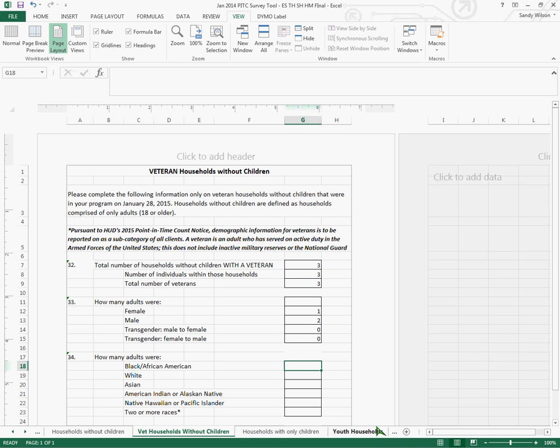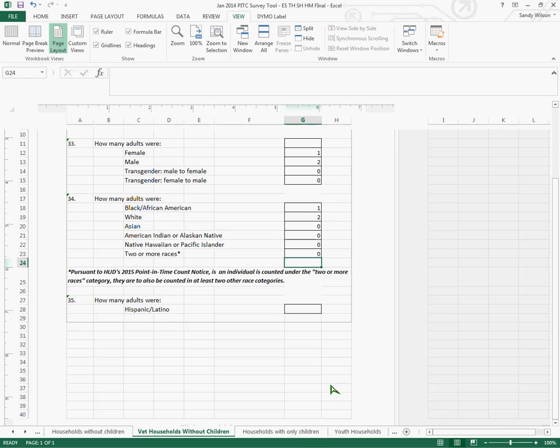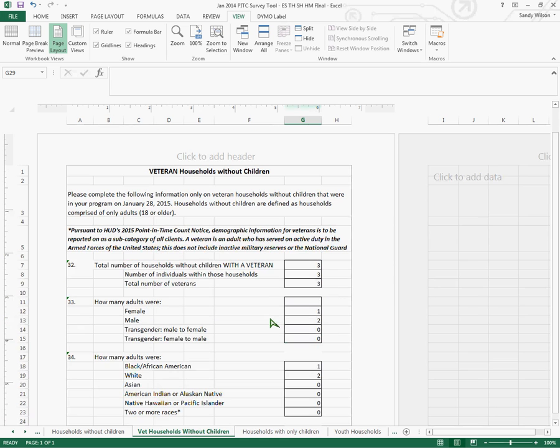Then of those 3 individuals, I'm going to be looking and determining what their race was. In this example, I had 1 who was Black or African American, 2 who were white, and I didn't have any in the other remaining categories. Of the 3 individuals, I did not have any who were Hispanic.